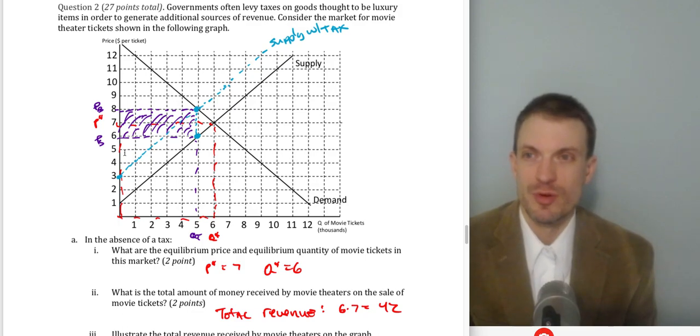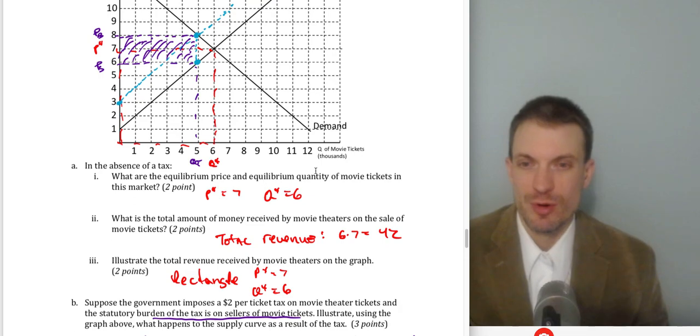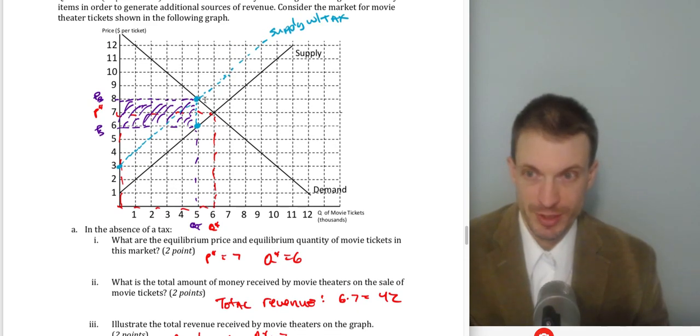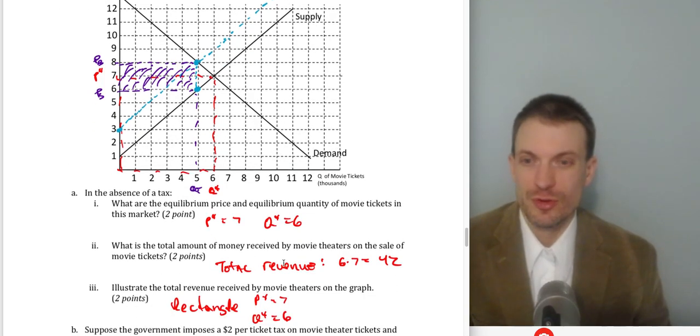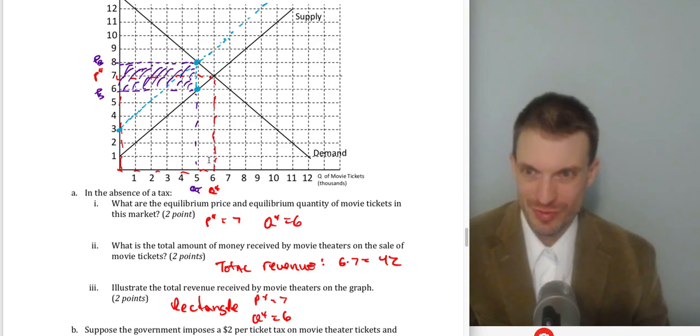Consider the market for movie theater tickets. So, okay, in the absence of the tax, what's the equilibrium price and quantity? So here we're just looking for where supply crosses demand. The quantity is 6, the price is 7. What's the total amount of money received by movie theaters on the sale of movie tickets? Well, the total revenue for the movie theaters is going to be 6 times 7, right? The price is 7, the quantity is 6. And so their total revenue is this red rectangle.